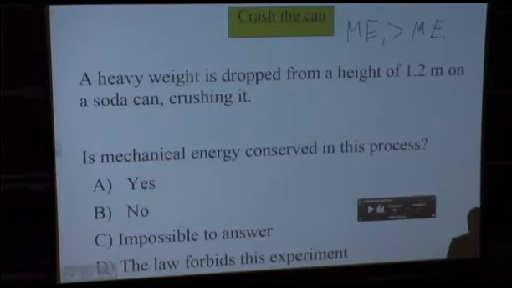All right, I've got to start asking questions. What do you think? No. The can also actually doesn't move in the end. What do you think? So what do you think now? I'm still confused.